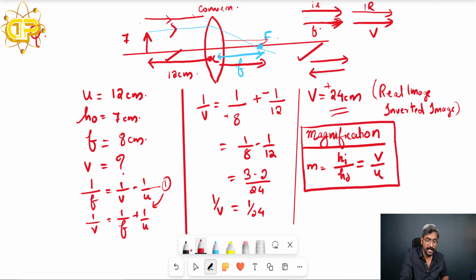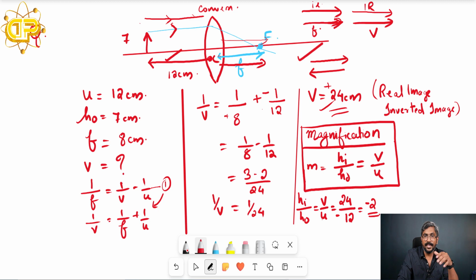In the mirror case, we had studied Hi by Ho is equal to minus V by U. But here in the case of lens, it is V by U. So from this equation, Hi by Ho is equal to V by U, and V is 24 centimeter. It is 24 divided by U, and U is 12 centimeter, but one minus sign is there. Why? Because U is opposite to the direction of the light coming from the source. So from there you will get a minus 2.